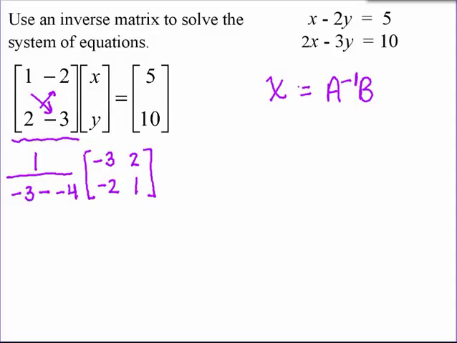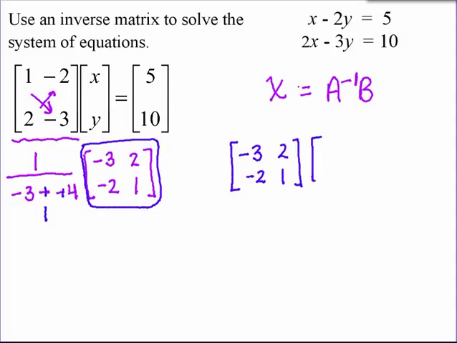Now in looking at that, you end up canceling that out. On the bottom you're going to get 1, so really it's 1 over 1. So here is my inverse. Now I'm going to take that inverse, negative 3, 2, negative 2, 1, and take that times 5, 10. Once again, I'm going to take row 1 times column 1. So I take negative 3 times 5, which is negative 15, and then 2 times 10, which is 20.